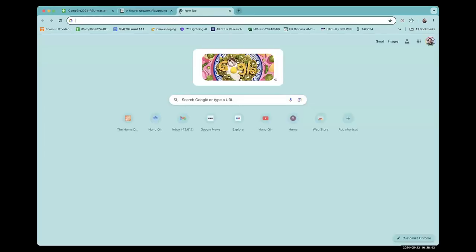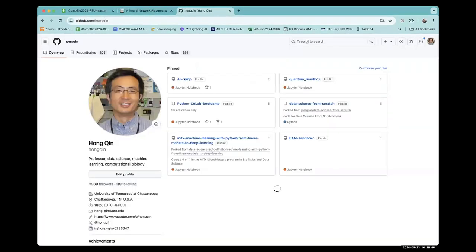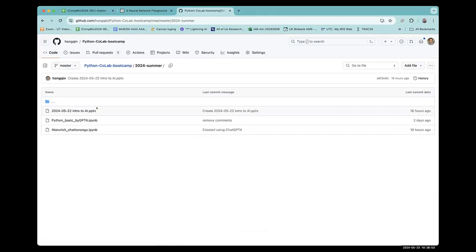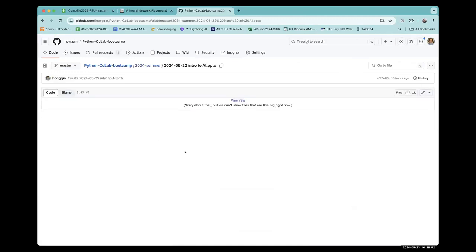If you go back to the slides, you will realize that there are more complicated examples. Let me see. The slide is also online, by the way. Oh, that's too big to see. But I put it on GitHub as well.